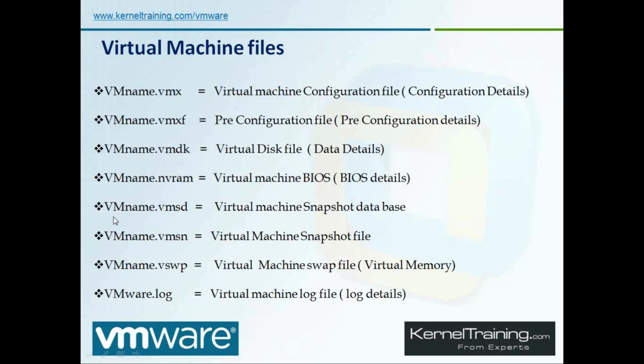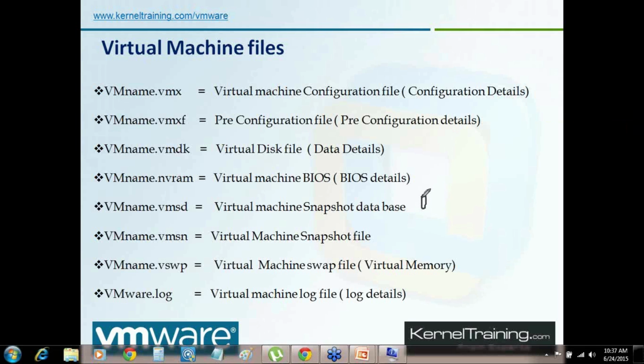Now we have another file, virtual machine name.vmsd. It is nothing but a snapshot database, a snapshot metadatabase. When you create multiple snapshots, this database size will increase. When you create a virtual machine, by default it will be 0 KB. But when you create multiple snapshots, the database size will increase.